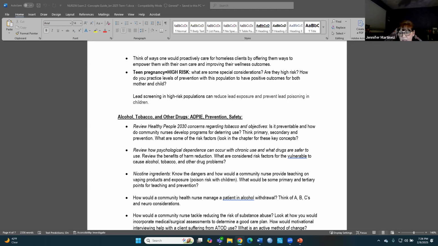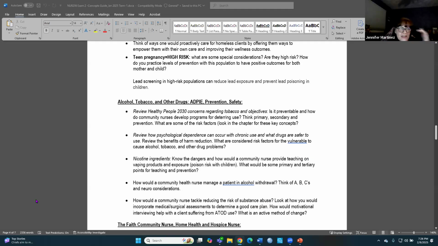Same thing with vaping. I think initially when vaping first became more popular, they thought that it was a lot safer than smoking cigarettes. But they still have a bunch of other chemicals. There's still a lot of issues that can occur when we're looking at those vapes.